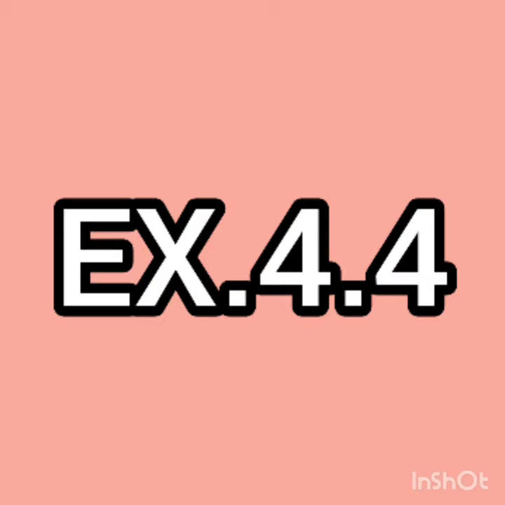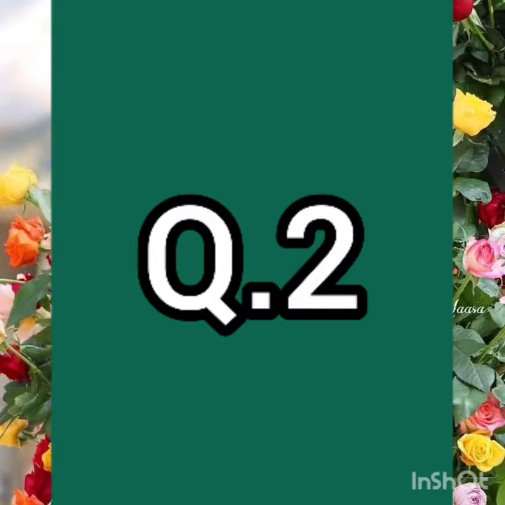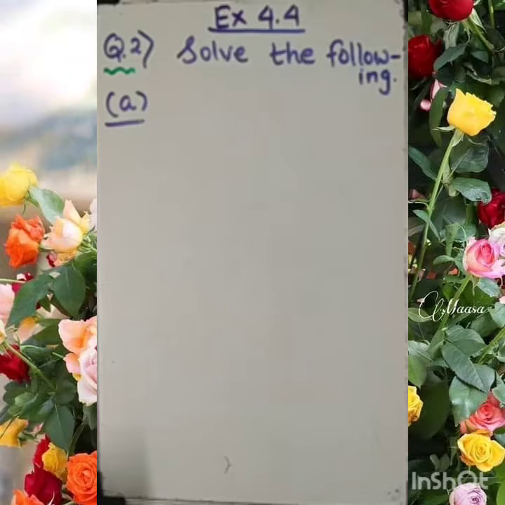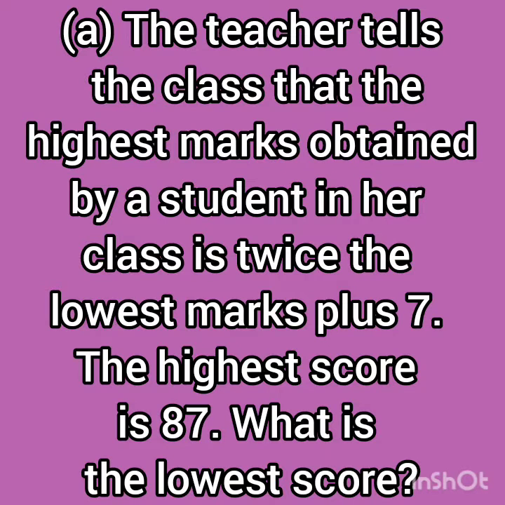So my dear student, here is exercise 4.4, question number 2 on your screen. Solve the following. The first one is a word problem: the teacher tells the class that the highest marks obtained by a student in her class is twice the lowest marks plus 7. The highest score is 87. What is the lowest score?